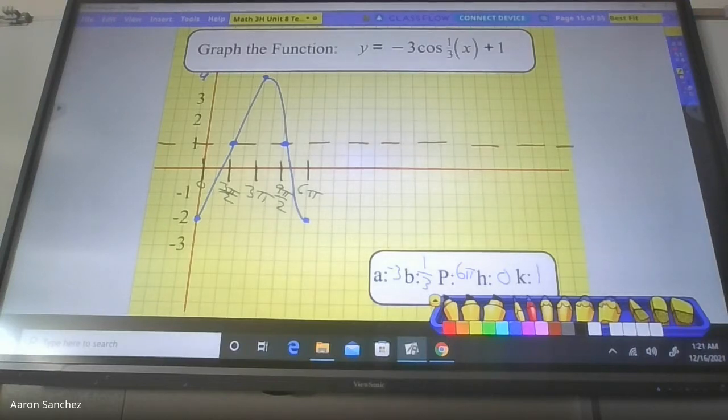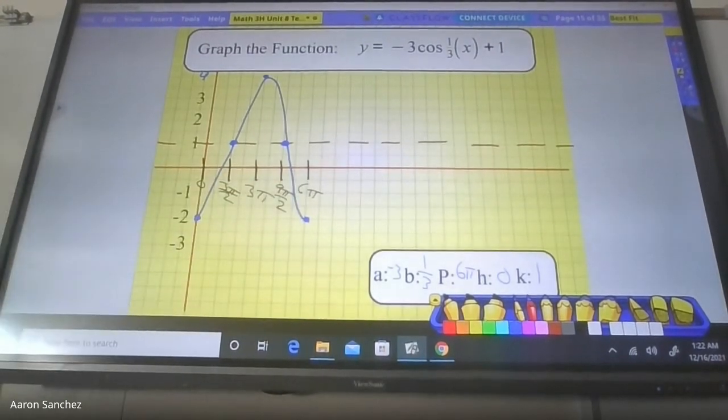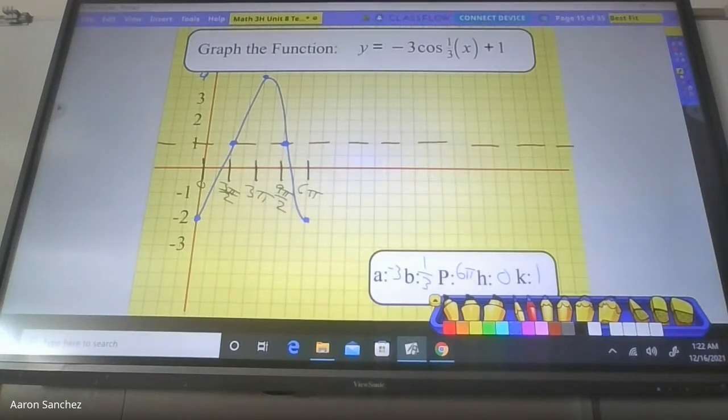Which is 3 pi, right? And then I'm going to add 3 to this. So what's that going to be? 9 pi over 2. So that stays. Then add 3 to this, which is 12 pi over 2, which is what? 6 pi, which is where we are right here. So then what's my next one going to be? 15 pi over 2. Can I simplify that? So that'll be my next.